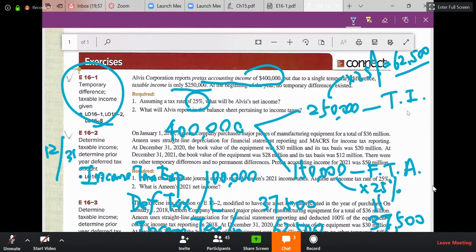Requirement number two: what will the company report in the balance sheet related to this? You have two liabilities. One is deferred tax liability, and you're going to report 37,500. The other is income tax payable, 62,500. Those two liabilities will be reported in the balance sheet related to this situation.